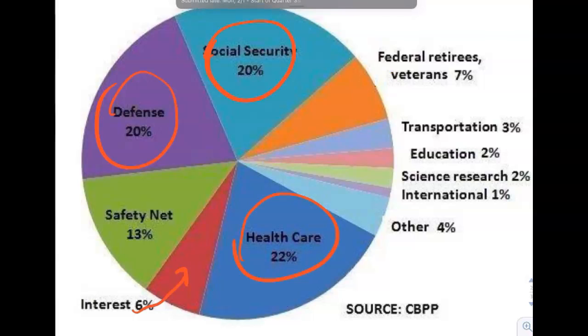Now, this is a little misleading. This little tiny slice for education right here makes it look like we don't really care about education. The federal government doesn't spend a whole lot of money on education. That's the state and local governments. So yes, we do collect money for education for the United States government, and then they spread that out a little bit.